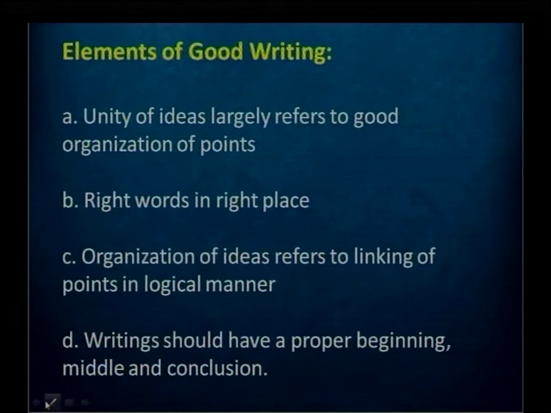And the next one, writing should have a proper beginning, middle and conclusion. Obviously, every reader is going to expect a proper beginning, middle and conclusion. It should start with a very effective beginning, and in the middle, what should be incorporated and what matter should be there. Whereas coming to the conclusion, how to conclude should be very clear to the writer. Then only that book or writing will become effective. If anything is missing, for example, if the conclusion is added at the end of the middle part, then automatically the book may not be valid or worthy.